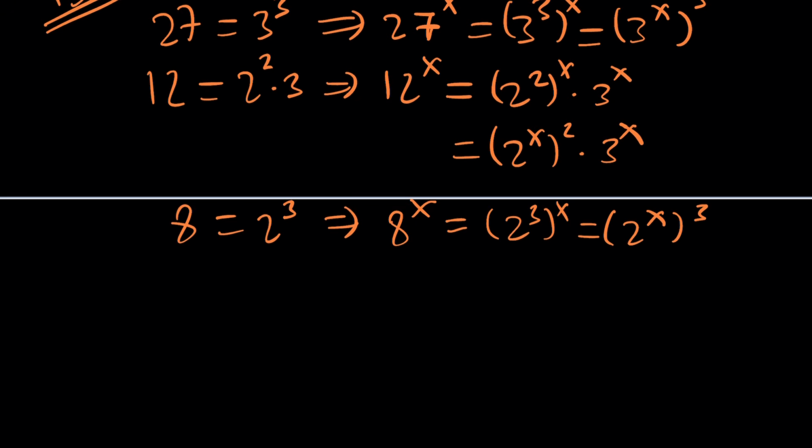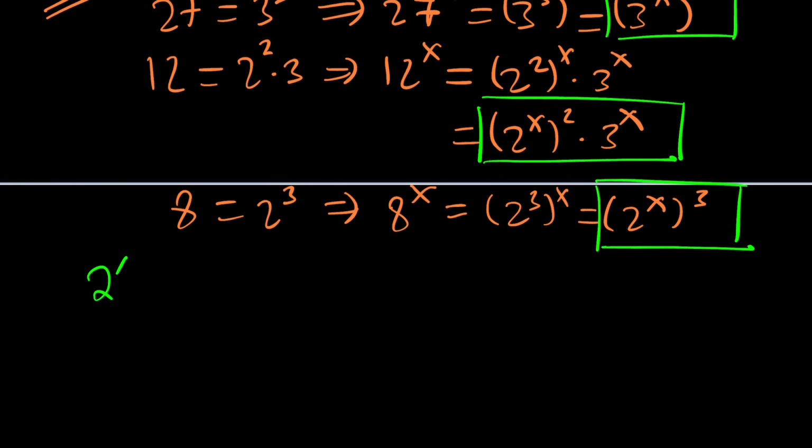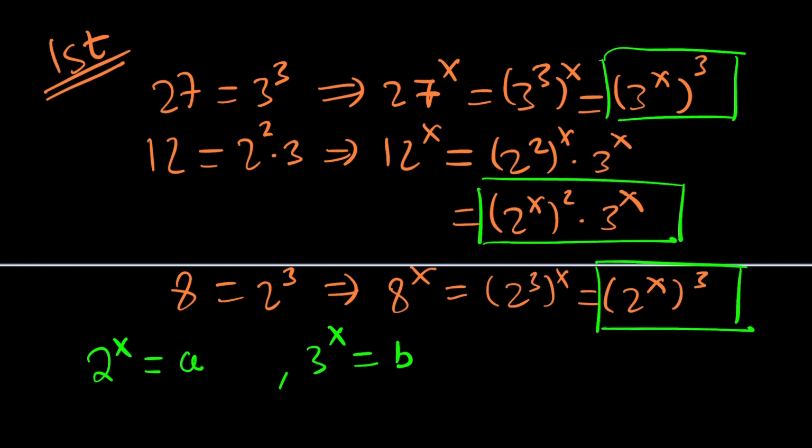Now looking at these three things, we can use substitution. And there are two different variables here. One of them is 3 to the power x, the other one is 2 to the power x. Obviously they are related, but at the same time they're also different, right? So let's go ahead and do this then. Let's set 2 to the power x equal to a and 3 to the power x equal to b. This way we're going to be getting an interesting equation in a and b.